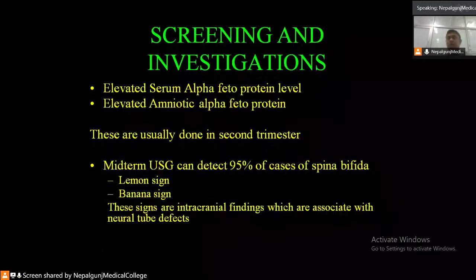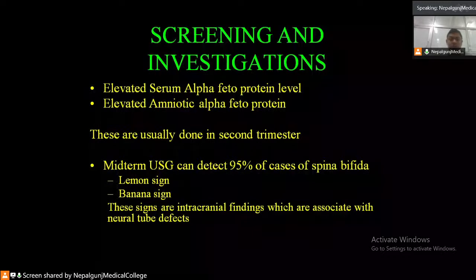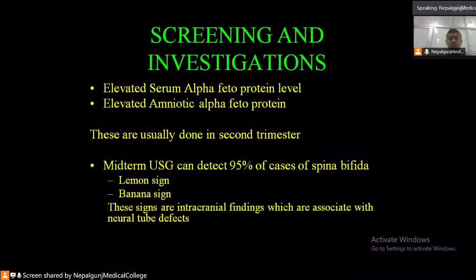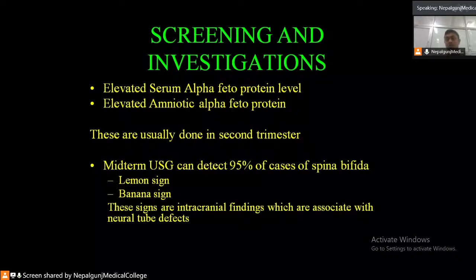If we encounter a child with spina bifida, we can send them for screening and some investigations. After the investigations, we may see elevated serum alpha fetoprotein and elevated amniotic alpha fetoprotein, usually done in the second trimester. If you do a midterm ultrasonography of a pregnant woman, you can detect 95% of cases of spina bifida. Two signs can be asked in your MCQ: the lemon sign and the banana sign. These are intracranial findings associated with neural tube defects.